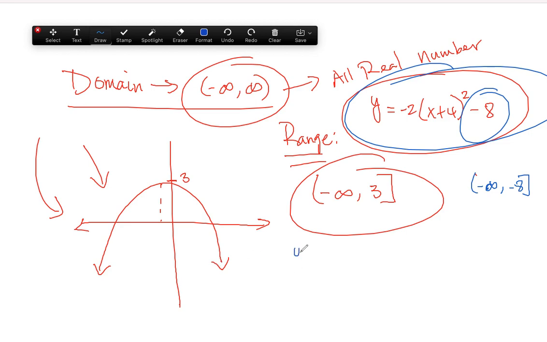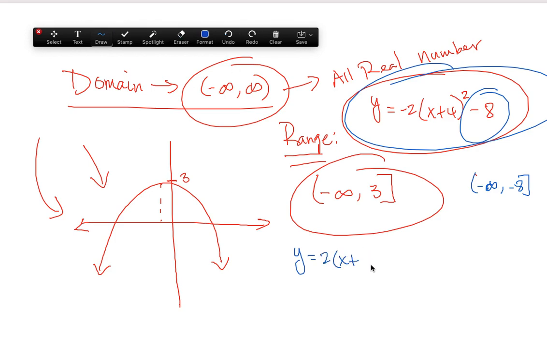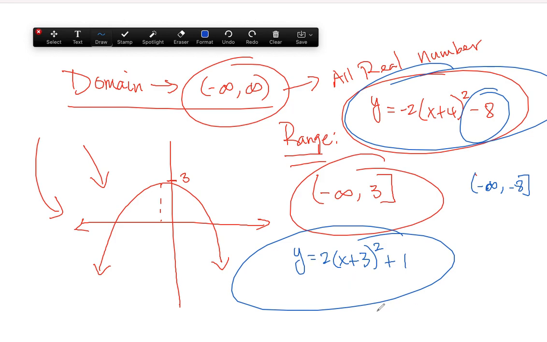Excellent. One more. So if I have y equals, let's say it's 2 times (x plus 3) squared, and then it's plus 1. So what about the range of this? We know the domain is negative infinity to infinity. But what about the range of this new one? Negative infinity, comma 1. Which way is it facing this time? Is it opening up or down?